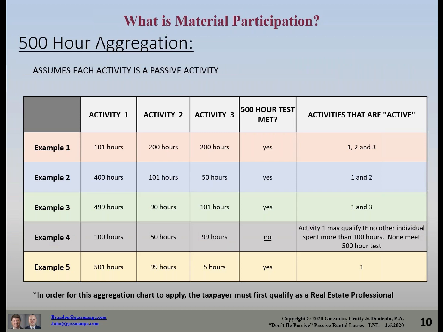And here's how the aggregation that I referenced earlier works. So here are just some hypotheticals. As I mentioned, you have to work at least 100 hours per year in each activity for it to count towards meeting your 500-hour test. So number one, you see they all exceed 100, and you're over 500, so you qualify. But if we go down to number 5, you'll see that we have a 500-hour test being met on activity 1, and then activity 2 is at 99 hours. Just because you met the material participation requirement does not mean every activity will qualify. Those activities in which you spend less than 100 hours are still going to be passive. So that's just something to remember going forward.